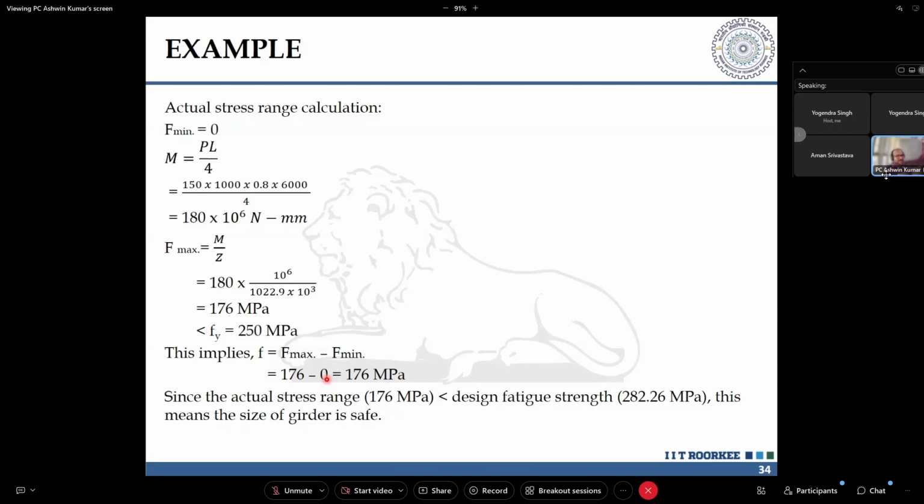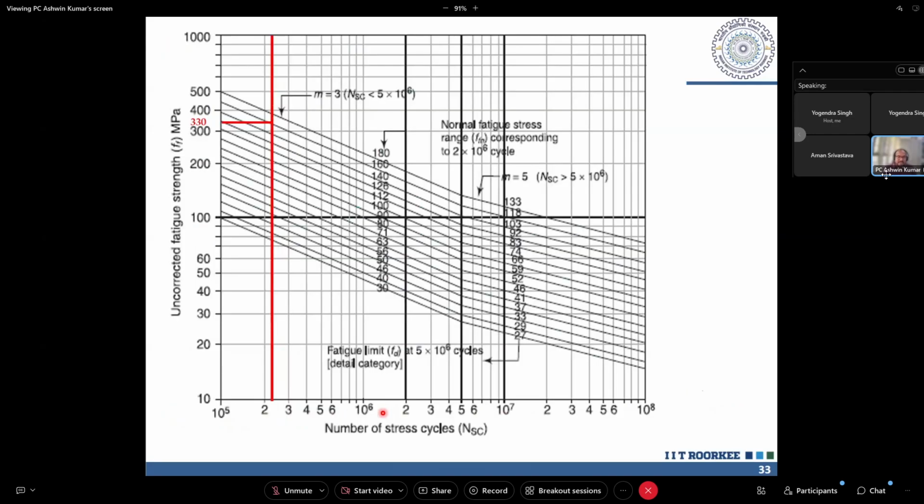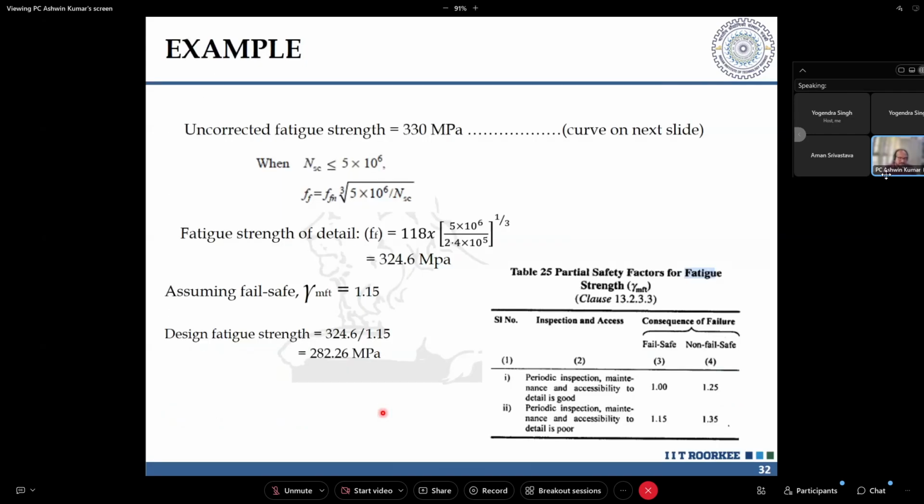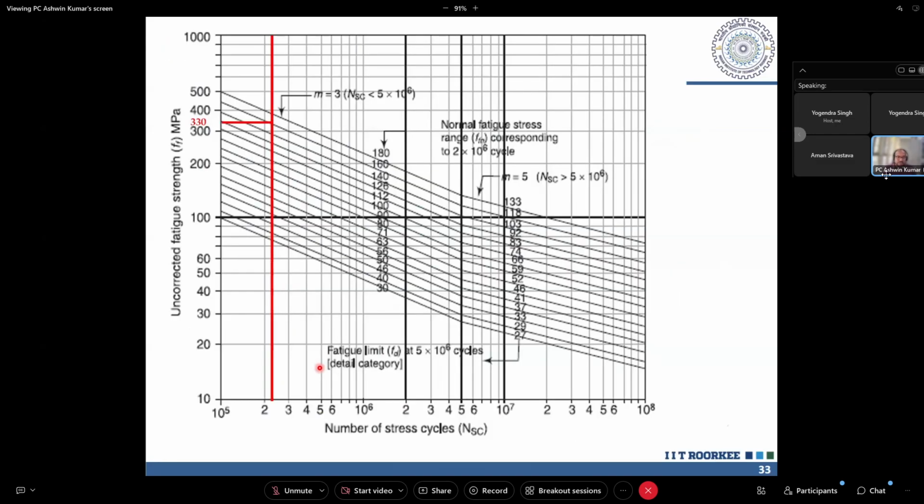So you have F max minus F min. Even compression has to be considered when you look at the stress range. For example, compression is going to minus 60 and tension is going to 40, so the stress range is 100. So 40 minus of minus 60 will come in, and the stress range will be that much. So once we calculated the stress range, it is 176 MPa, and the corrected design fatigue strength is 282 MPa.